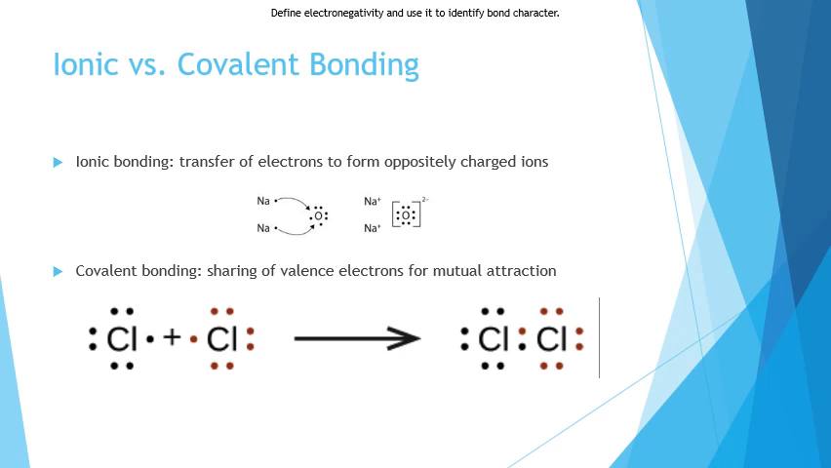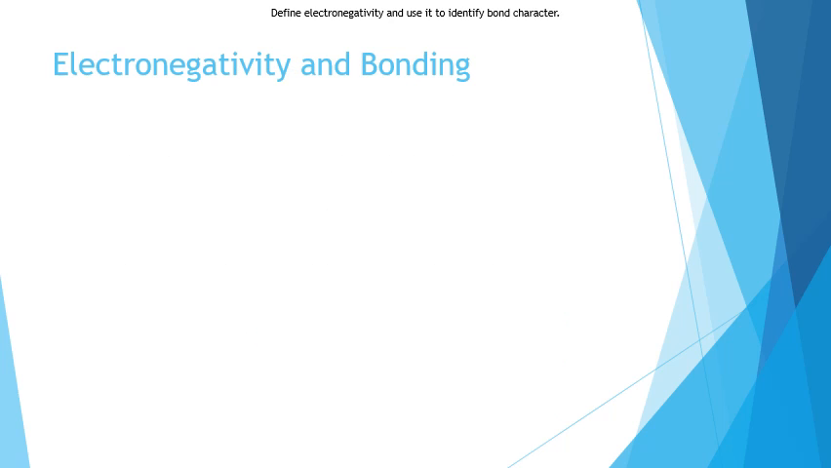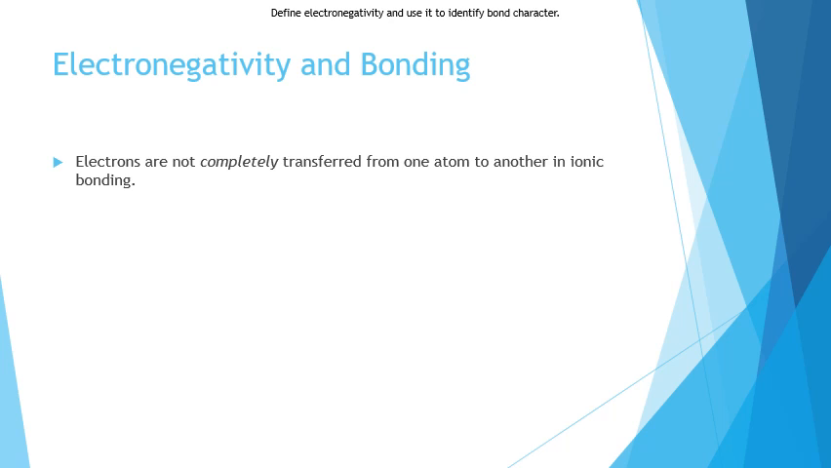Well, as it turns out, though, once we start considering this idea of electronegativity, this idea of bonding, ionic and covalent, is not so black and white. There's a very gray area in between that we will see here. As it turns out, electrons are not completely transferred from one atom to another in ionic bonding.